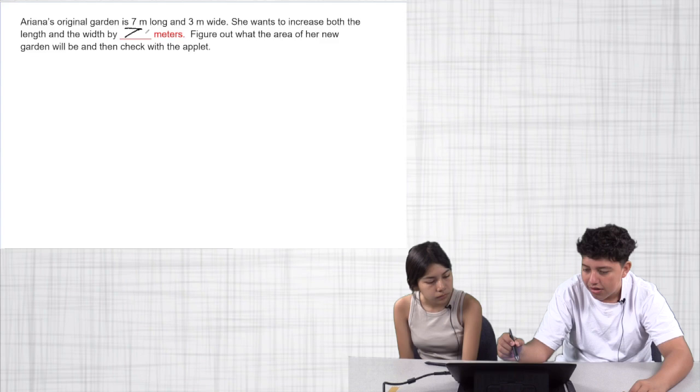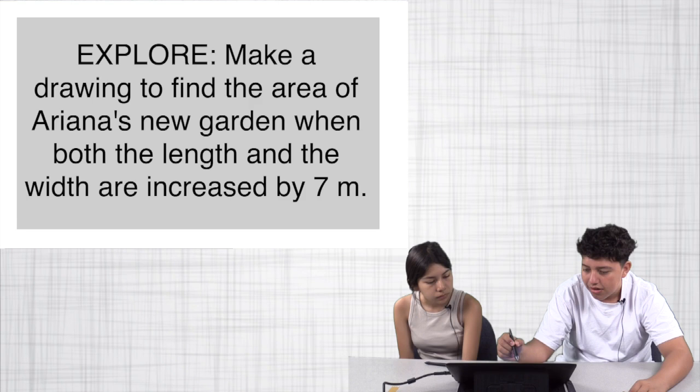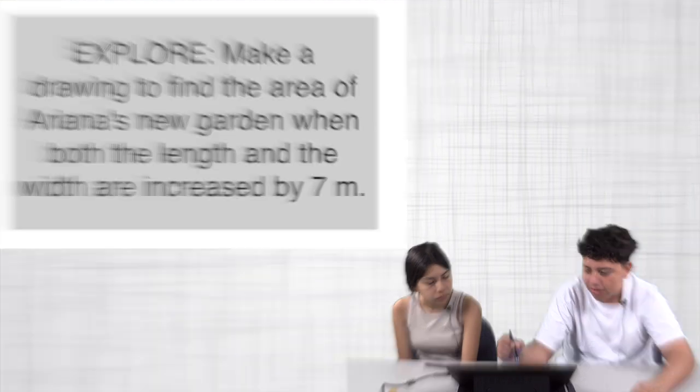Mauricio and Emily choose 7 meters as the amount that they want to use. Now, they will make a drawing to find the area of Ariana's new garden when the length and width of her original garden are increased by 7 meters. Pause the video and try the problem on your own. See if you can come up with 2 different ways to find the area of the new garden. Then, resume the video to compare your work with Emily and Mauricio.